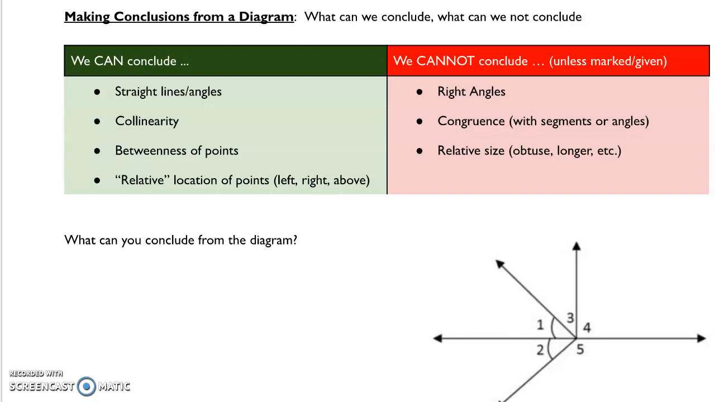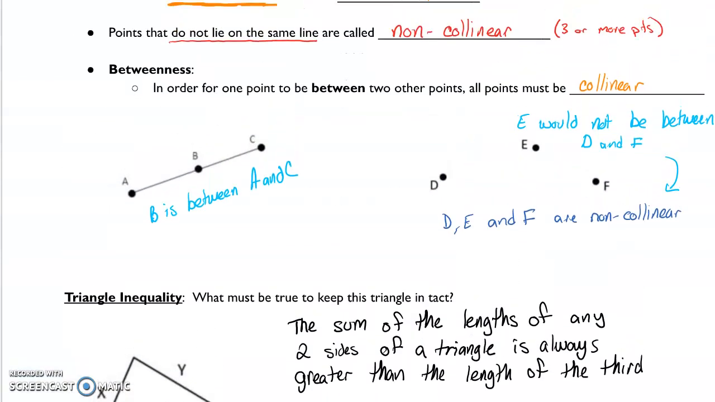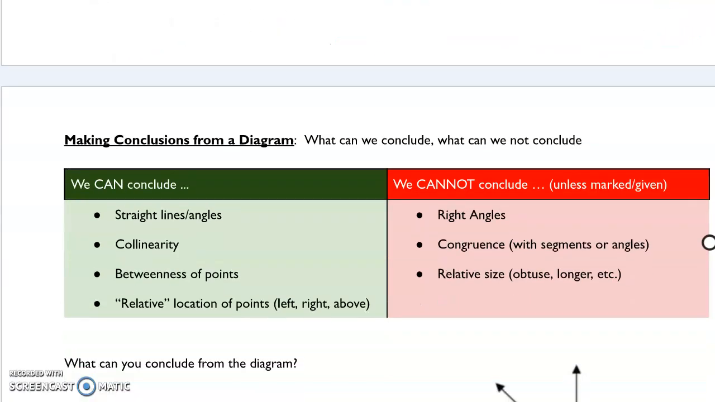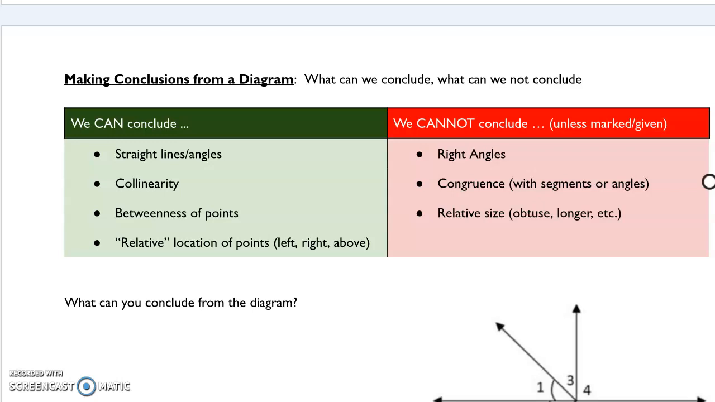We can conclude it's 180 degrees. We can conclude by looking that 3 points are collinear if we see a line through them. We can then conclude that we have betweenness. If we can see that line and we see the 3 points are collinear, we can conclude betweenness. We can conclude relative location of points. I can conclude that in some of these diagrams up here, A is to the left of B. I can't conclude any detail specific, but relatively A is to the left of B. So general ideas we can draw a conclusion on.